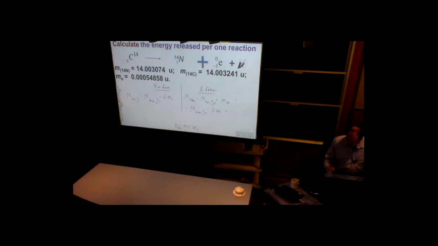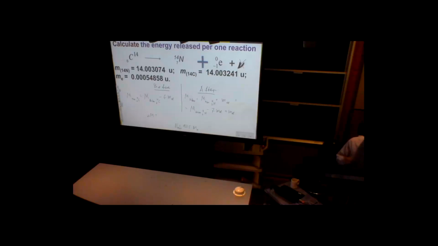And we still need to keep electron. We still need to keep this. So now we need to calculate the difference. The difference tells us what people call mass deficit or mass defect. And that's a spontaneous reaction. More mass initially, less mass after.